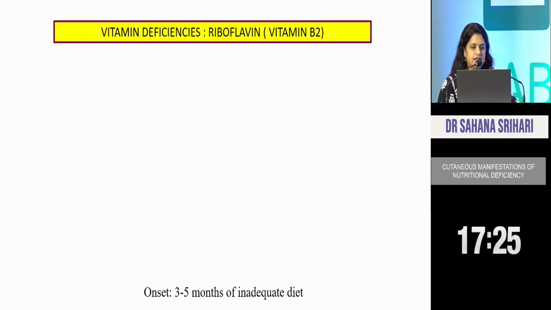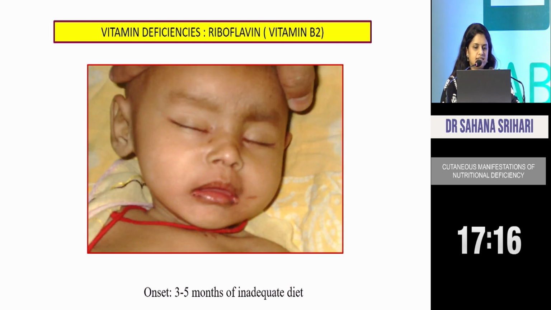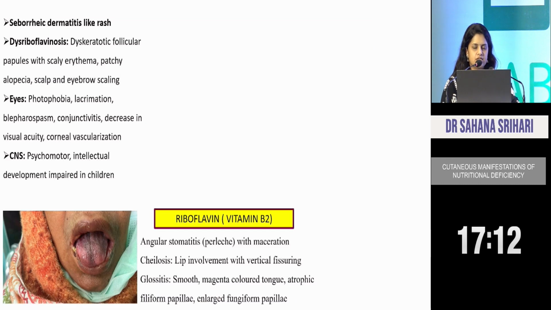We next discuss vitamin B2 or the riboflavin deficiency. The onset can occur with 3 to 5 months of inadequate diet. Here we can see that the child has angular cheilitis. The other lesions that can be associated are seborrheic dermatitis like rash, dyskeratotic follicular papules with scaly erythema. The child can also have ocular and CNS manifestations.